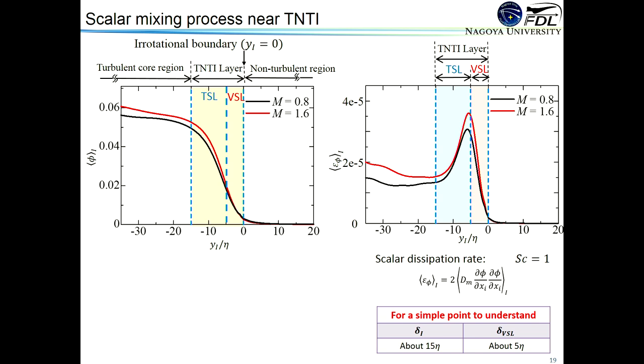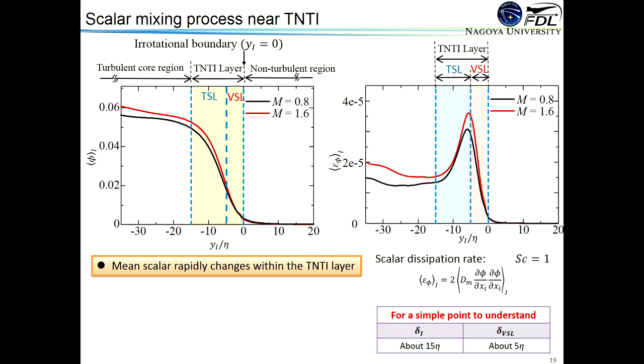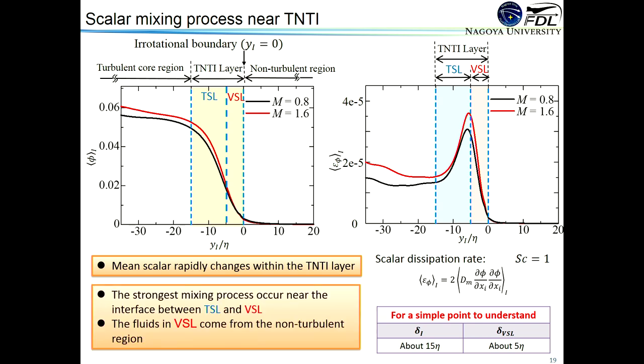Okay, so the scalar is also calculated in this research. This is the mean scalar, and this is the scalar dissipation rate. You see that the mean scalar changes rapidly within the turbulent low turbulent interface layer. And the peak of the scalar dissipation rate exists here, which is near the interface between the viscous superlayer and the turbulent sublayer. That means a strong mixing process occurs at this location.